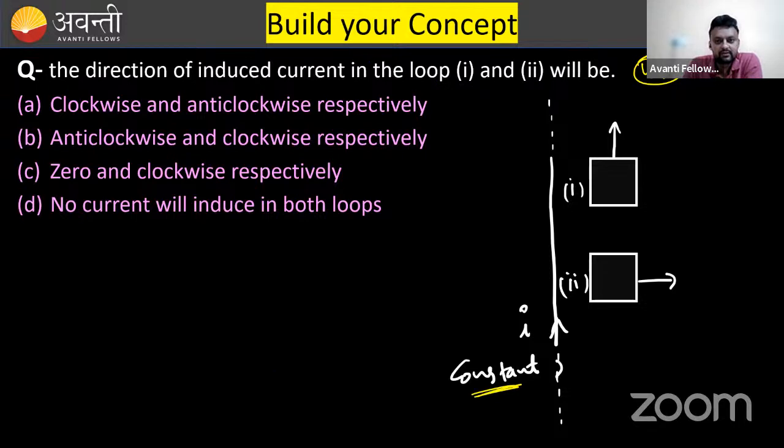Gandhinagar is also present. Gandhinagar is saying option C. Okay. Bhavnagar is also saying option C. Very good. JNV Rajkot and Ashwini.